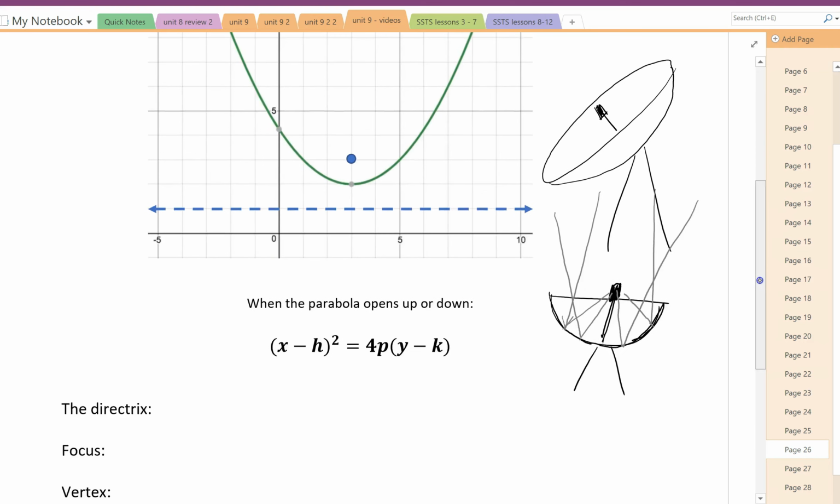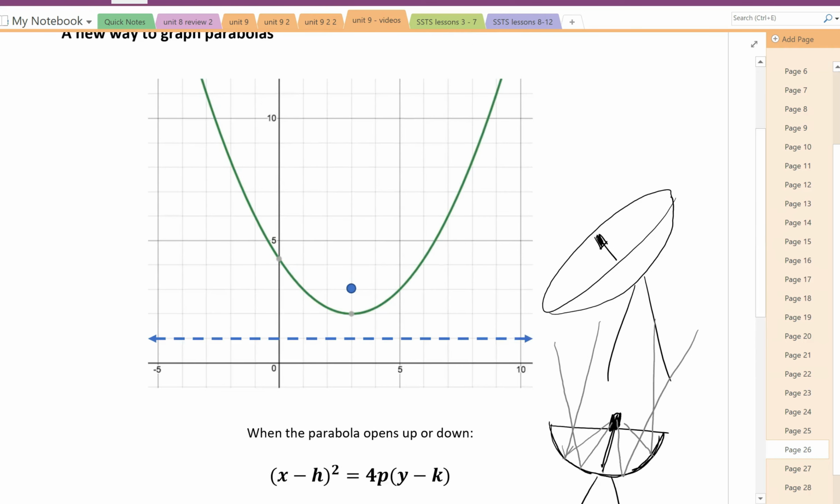And so that's the form that we're going to use today to talk about parabolas. There's this thing called the focus, and that is where the receiver is on a satellite dish. It's where any signal, wave, whatever, coming into the satellite dish gets reflected. It's kind of where they all become focused. Okay.